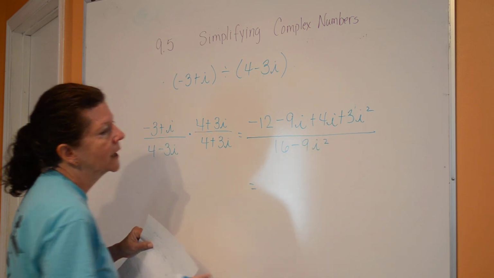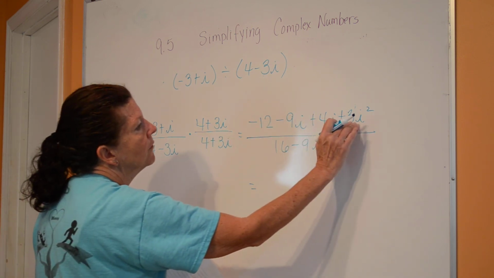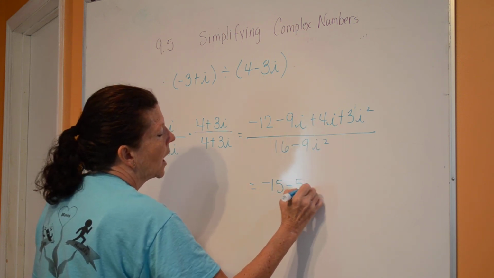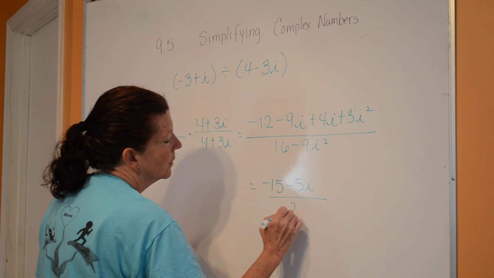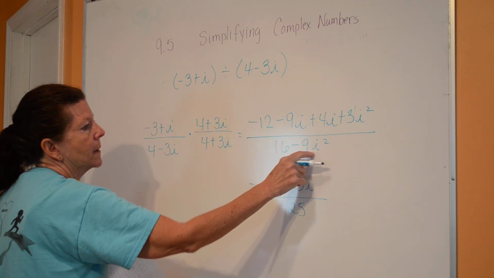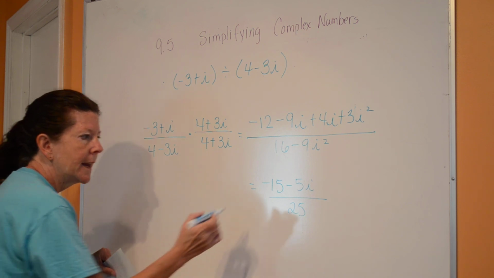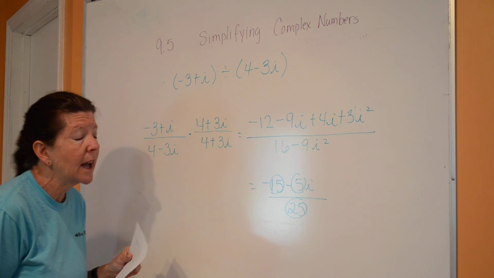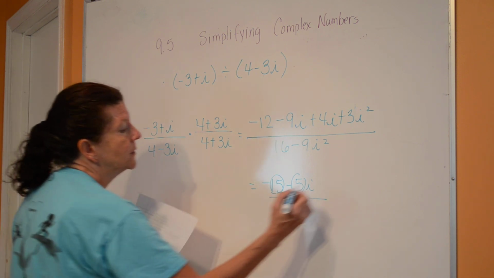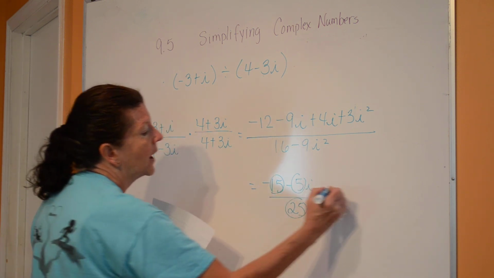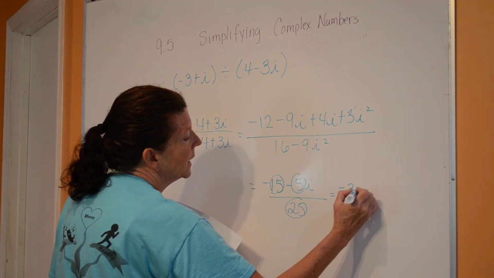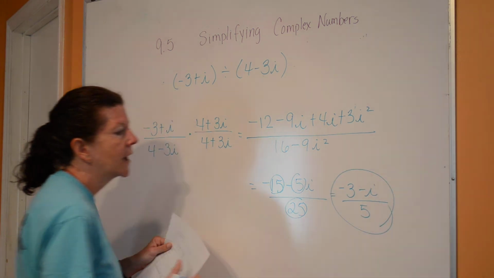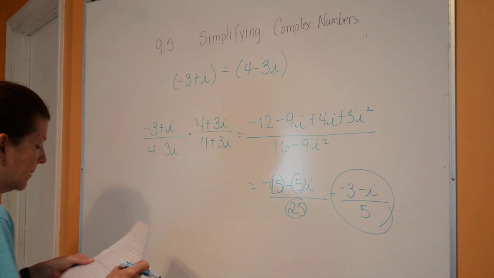squared. So when I combine my top, I've got negative 12 minus 3, which is a negative 15, minus 5i over 25, because that becomes a positive 9. Now, if I'm looking at this, and this, and this can all be divided by a number, I must reduce it. So I'm going to divide all of them by 5. So it's going to give me a negative 3 minus i over 5. And that's going to be my final answer. It must be reduced if it can be reduced.